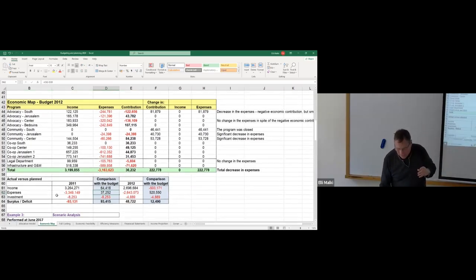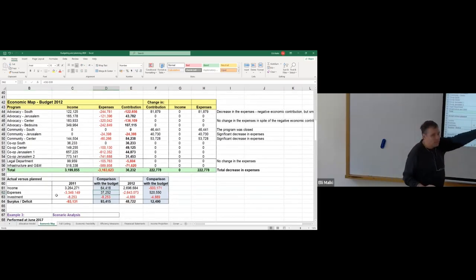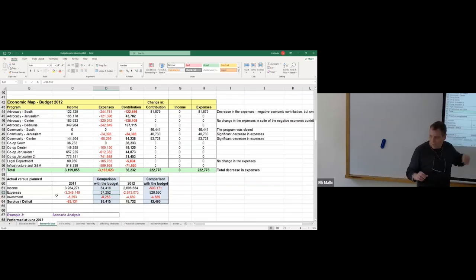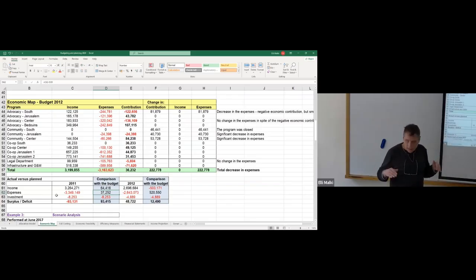What we see here is two positive effects. The first is that we had more income eventually at the end of 2011 than we predicted. And also we had less expenses. The positive sign here means that expenses were slightly lower than the expectation.